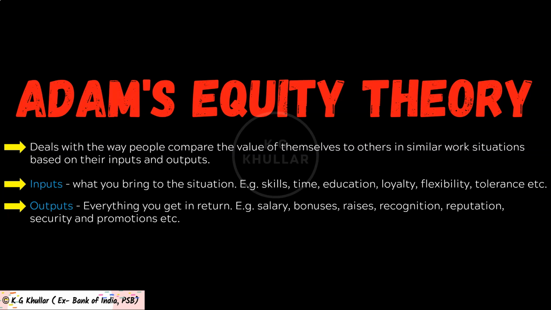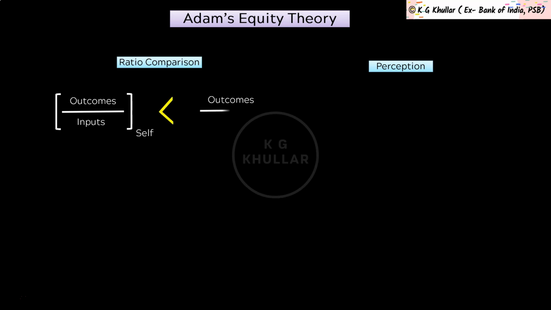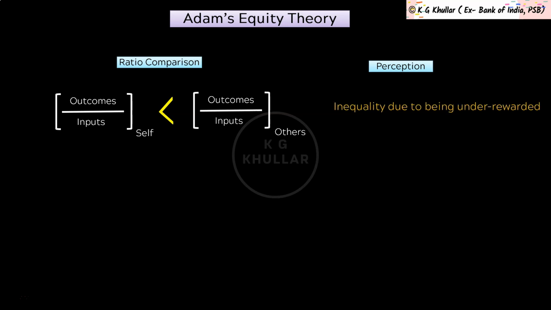So friends, in equity theory, employees normally take the ratio of their outcomes to their inputs and compare it to the ratio of others, usually with someone in similar situation like co-worker or someone doing the same job. So if the ratio of outcomes to input of self is less than the ratio of outcomes to inputs of others, then the perception is that of inequality due to being under-rewarded.